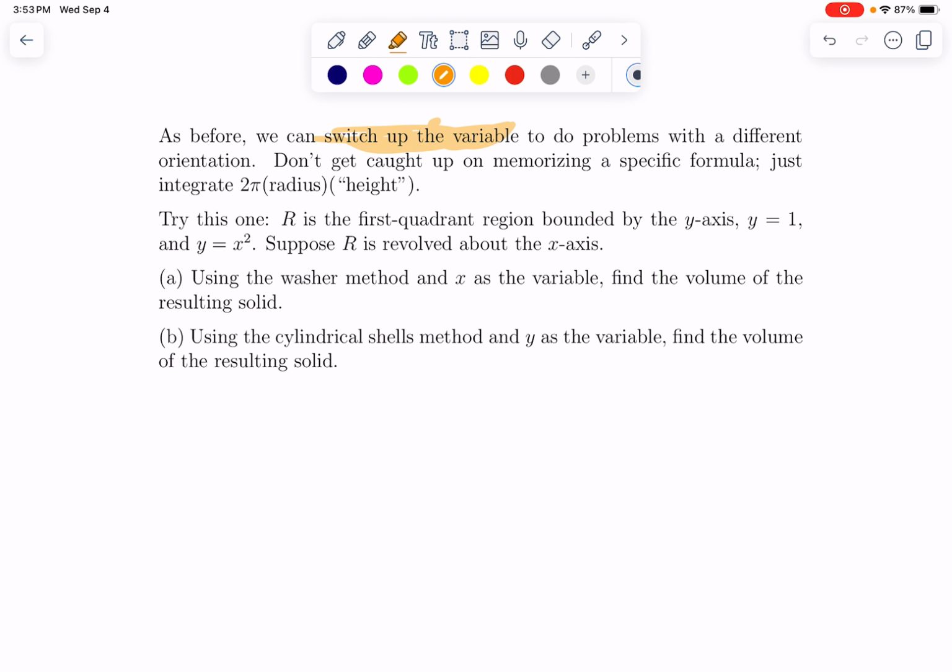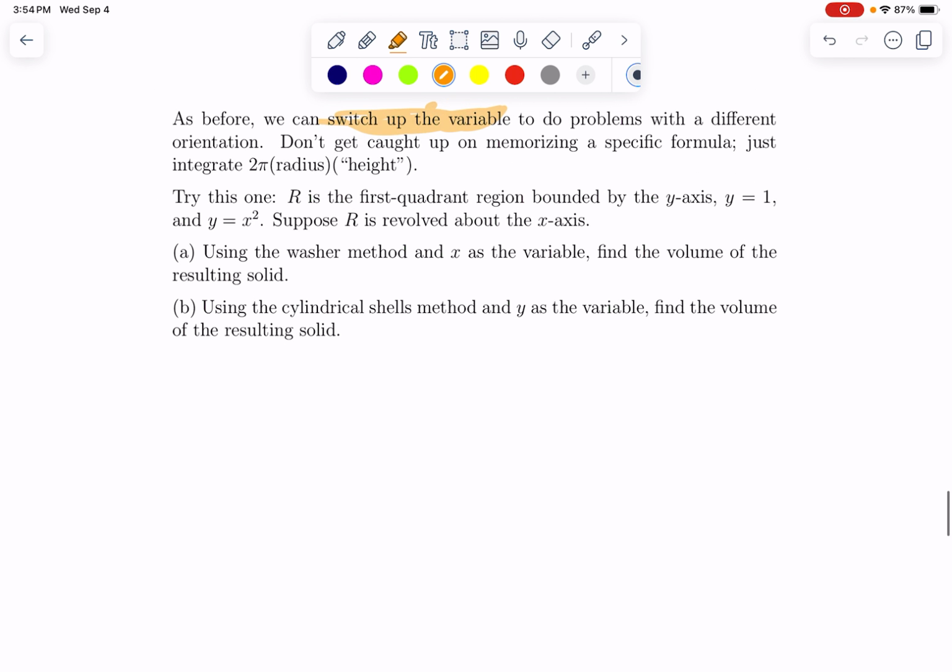And that's actually in the instructions. So first what I want you to do is use the washer method with x as the variable to find the volume of the solid. And then use cylindrical shells with y as the variable to find the volume of the solid. So if you're watching this on your own, hit pause and do as much as you can. All right, so I hope you have tried this. Let me draw a picture here.